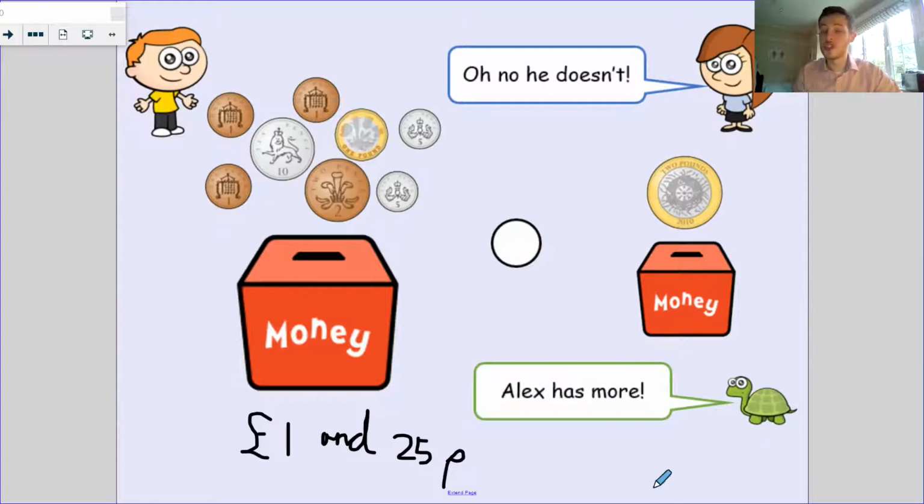But how much does Jane have? Well, Jane has got 1 coin. Even though Alex has got all these coins, she's only got 1 coin. But how much is her coin worth?